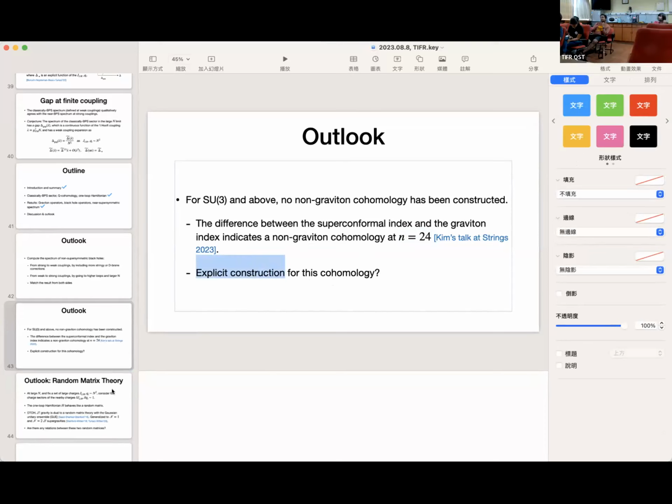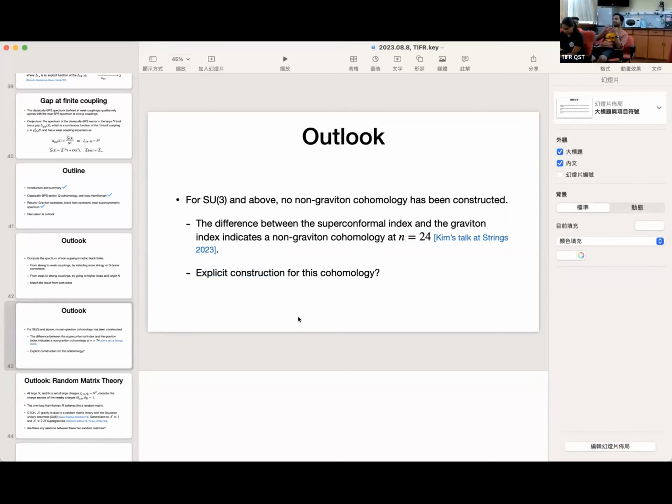You had computed the SU(3) cohomology up to some level, right? What was that? Level 19. I see. Smaller than 24.